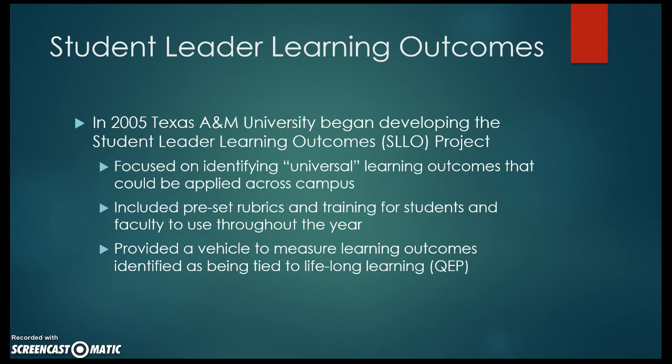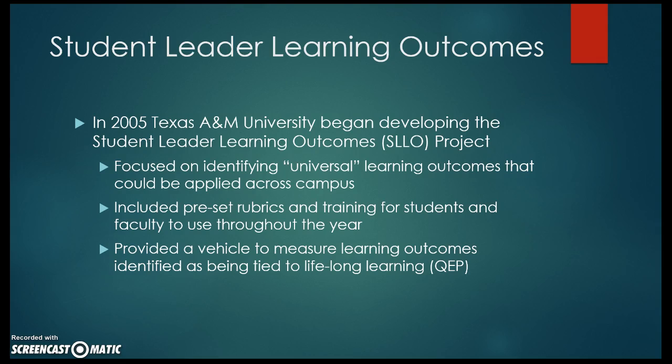So this is where the Student Leader Learning Outcomes Project comes in. Texas A&M University in 2005 put together a group of their key stakeholders and said, let's see if we can figure out a way to measure this. And it turned out that as they started the conversation, they found that a lot of the learning outcomes were the same across the board. Everybody wanted the students to start developing the same skills or problem solving abilities, regardless of the organization. So they started working on the SLLO project.